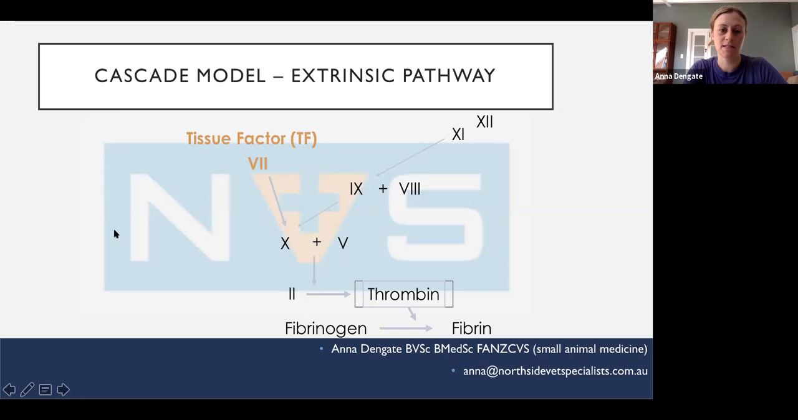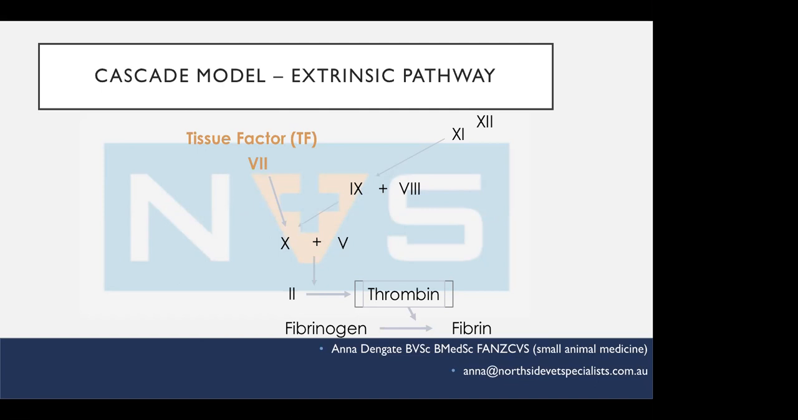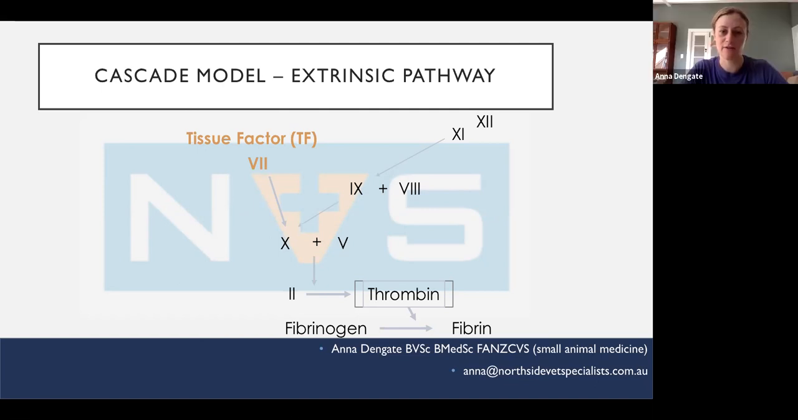Do you know how we measure this? Which test? PT, good, excellent. Say we had a rodenticide toxicity, which factor is deficient first and therefore which test is prolonged first? 7. Yep. 7's the shortest one, isn't it? Yeah, exactly. So 7's got the shortest half-life.